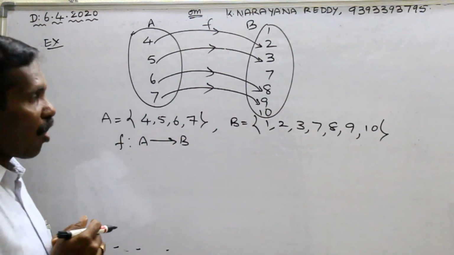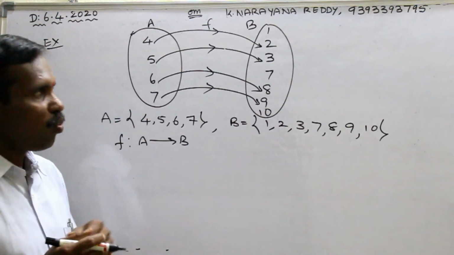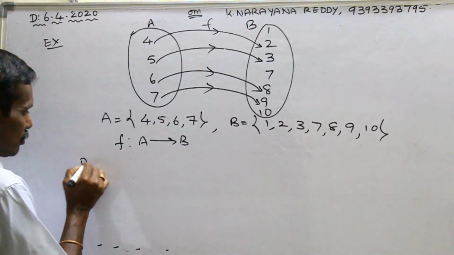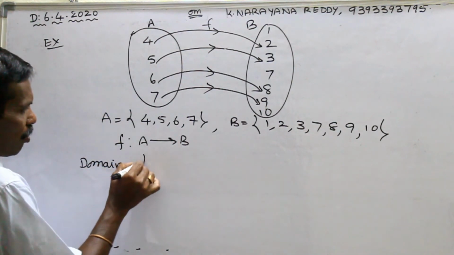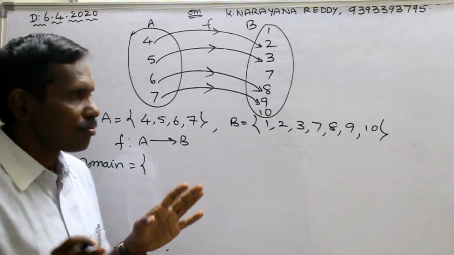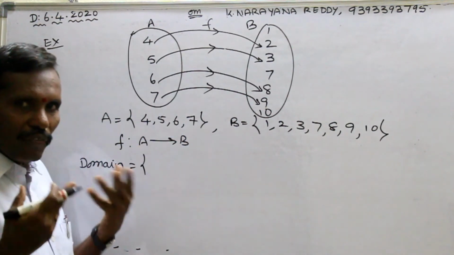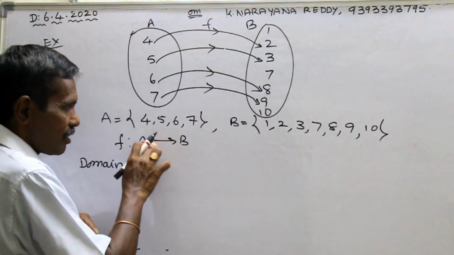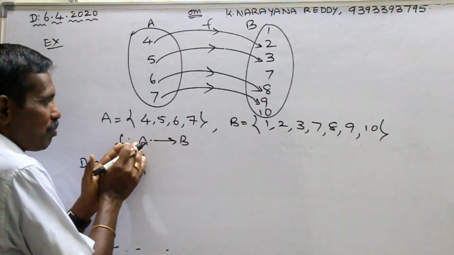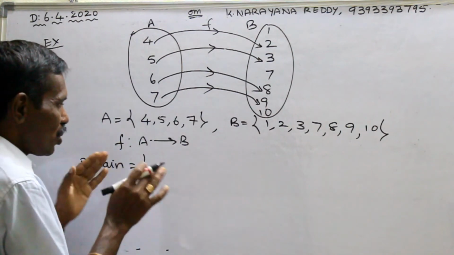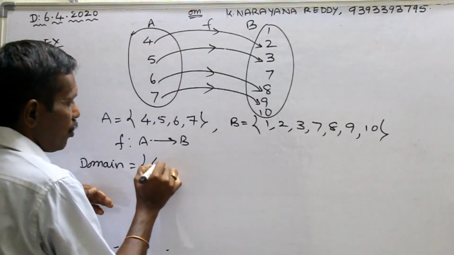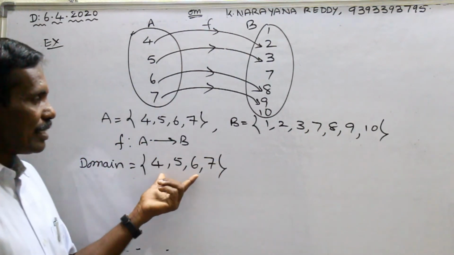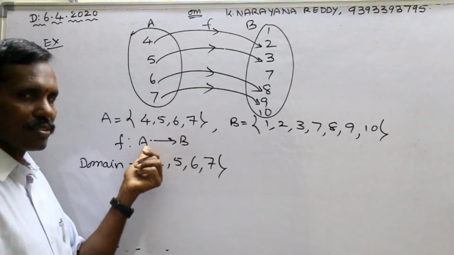Okay, good. Now, what is domain? What is codomain? What is range? Simple. What is the definition for domain? Input values. We are inputting the values from A to B. This is input, this is output. This is process. Generally in a computer system, this is input, this is output, this is processing. Yes or not? So what is input? A: 4, 5, 6, 7. That's all. This is domain, the inputting values, the left side values.